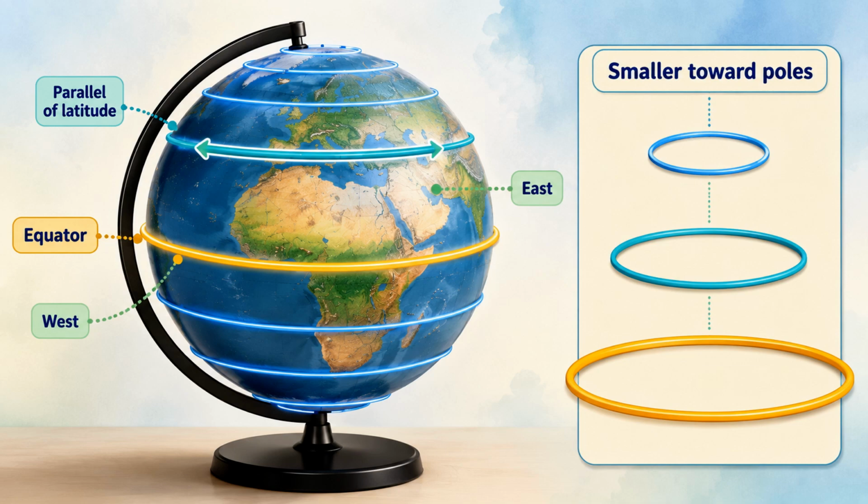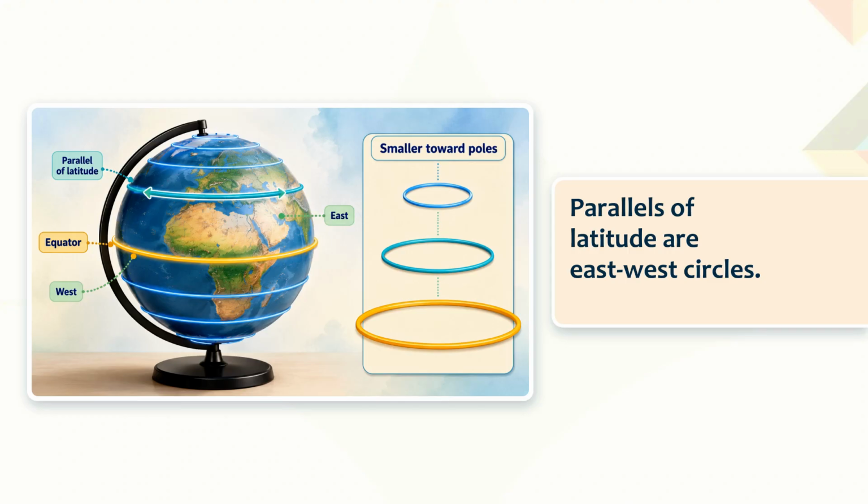Parallels of latitude are imaginary east-west circles that remain parallel to the equator and never meet. They show how far north or south a place lies. The circles become smaller toward the poles. The ring pattern reveals all the defining features. Parallels of latitude are east-west circles. They never meet, and their size decreases toward the poles.